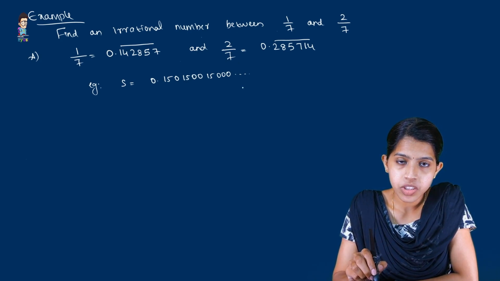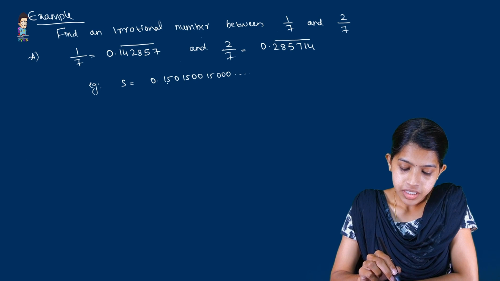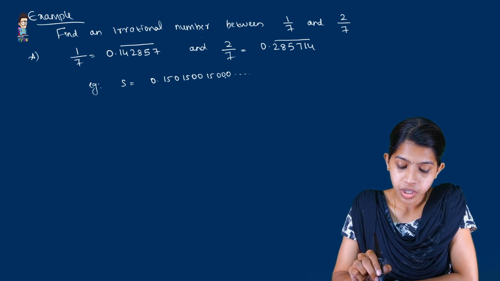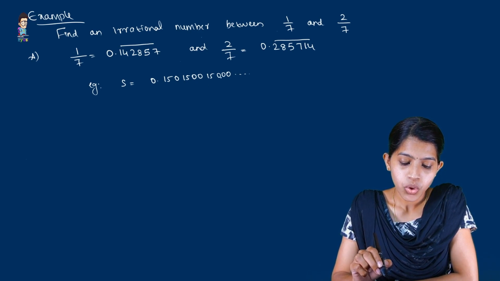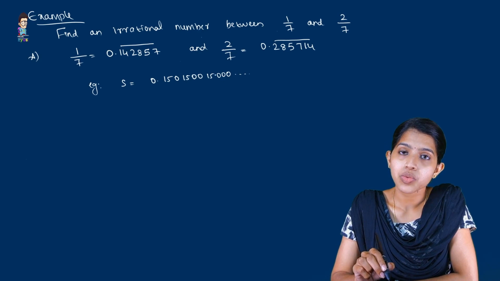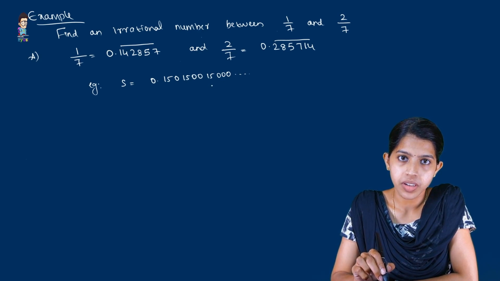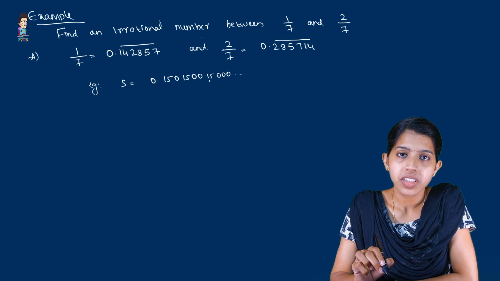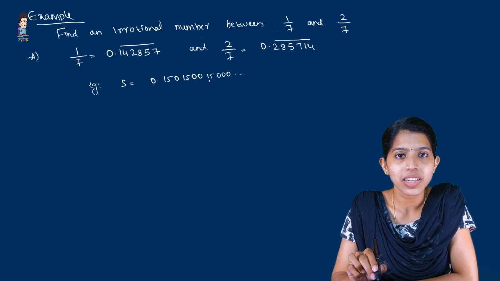Look at the decimal expansion. Clearly, this expansion is non-terminating, non-recurring. So, this is an irrational number that lies between 1 by 7 and 2 by 7. Similarly, you can find infinitely many such numbers which lie between 1 by 7 and 2 by 7.